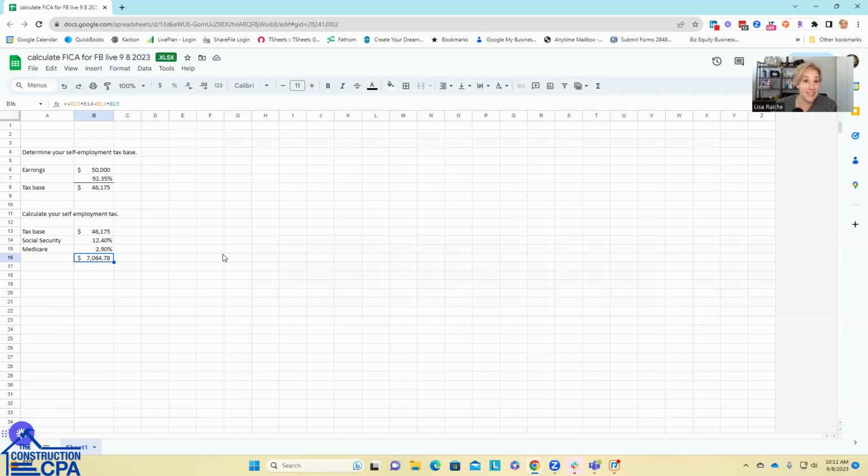So where it gets scary for people, especially in the first year of business, and they've never paid all of that, your self-employment alone was $7,000. And then you're going to have income tax on top of that. That could be $3,000, $4,000, $5,000. So now suddenly you're in for $10,000 or $12,000.